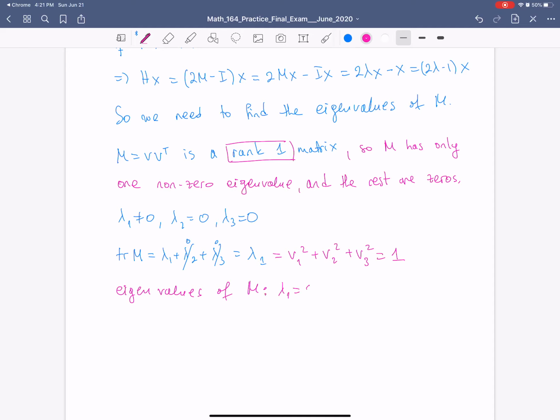are lambda 1 equals 1, lambda 2 equals 0, lambda 3 equals 0, whereas the eigenvalues of H are given by 2 lambda minus 1. So 2 times 1 minus 1, maybe I'll call them mu1, 2 minus 1 is a 1, then mu2 will be negative 1, and mu3 will be negative 1.